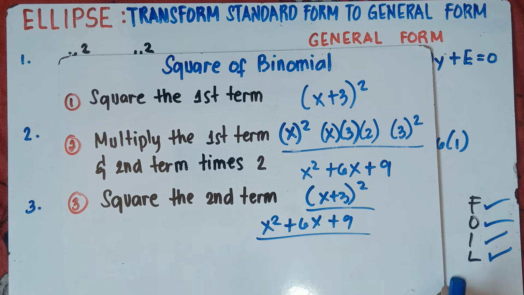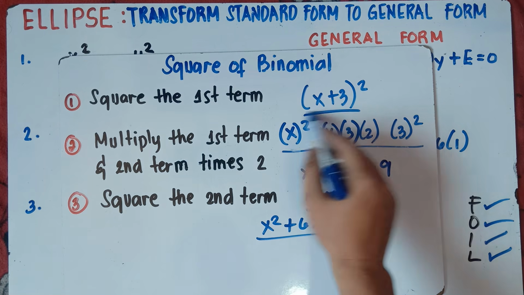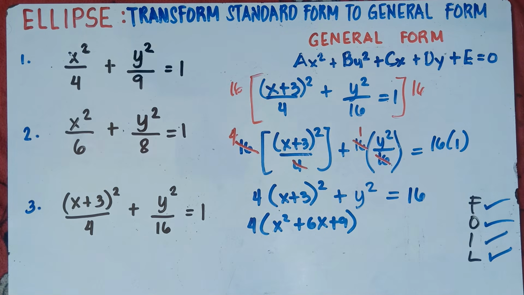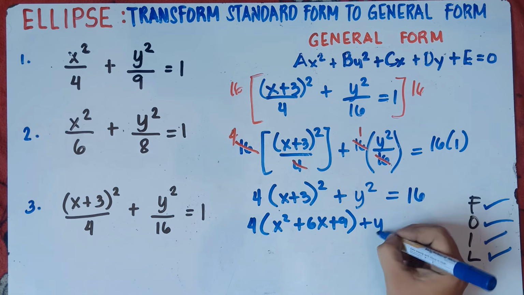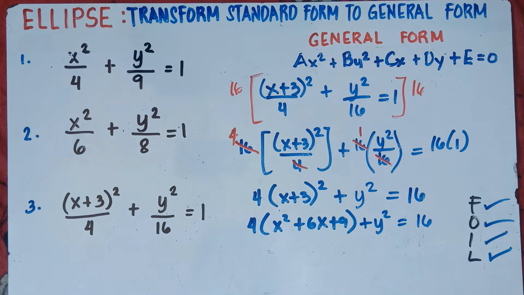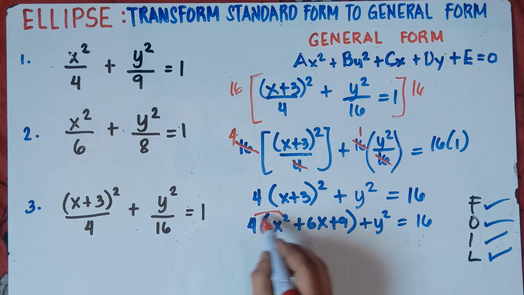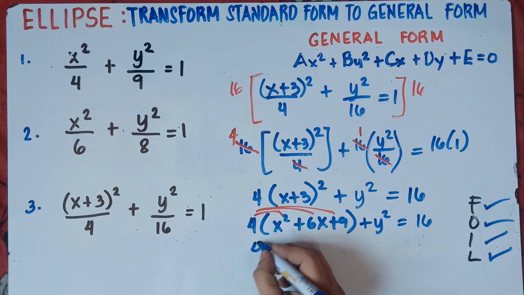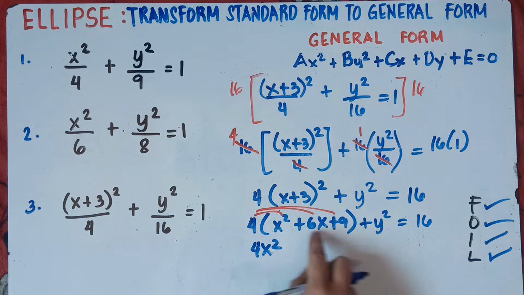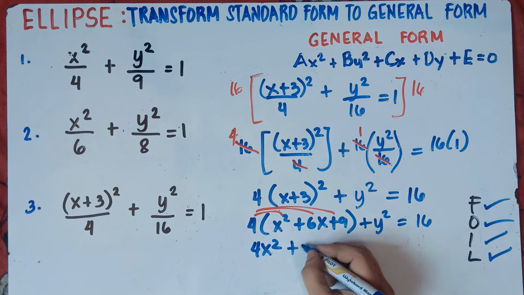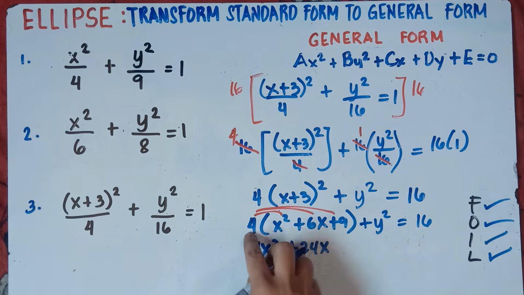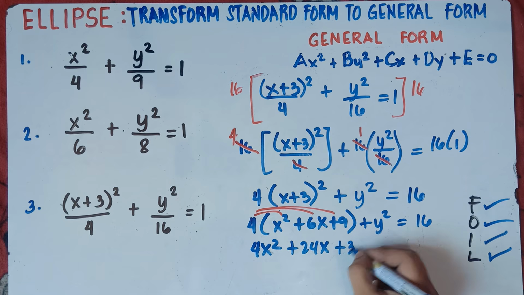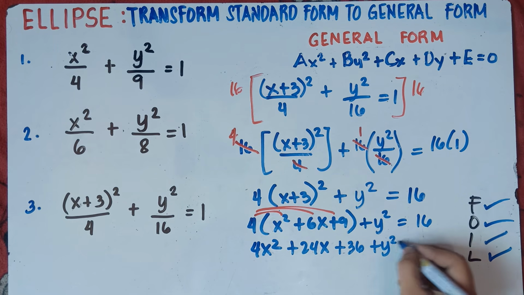If you master the square of binomial, class, I'm sure it will be really easy for you to solve this one. Alright, and then plus y squared equals 16. Then you distribute, class. You multiply. So 4 times x squared, that will be 4x squared. 4 times positive 6x, that's positive 24x. 4 times 9, that's positive 36. Plus y squared equals 16.